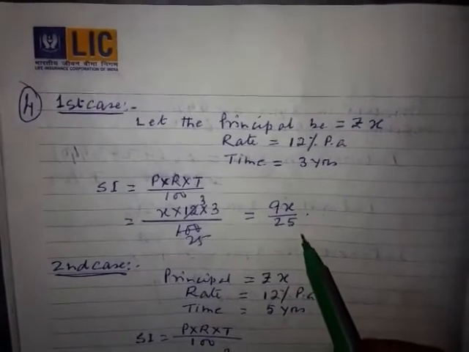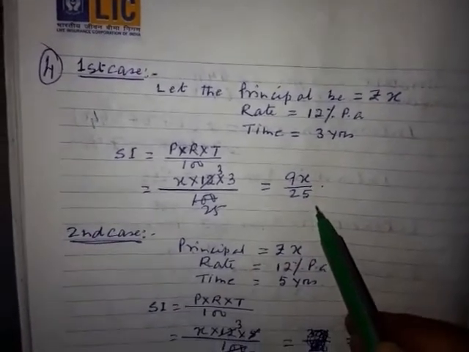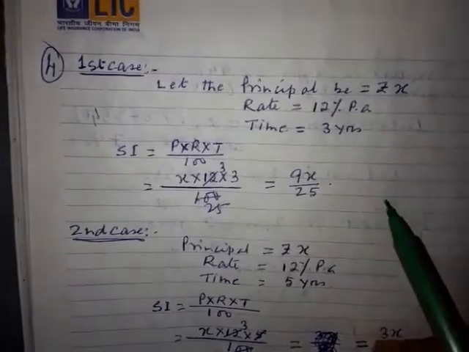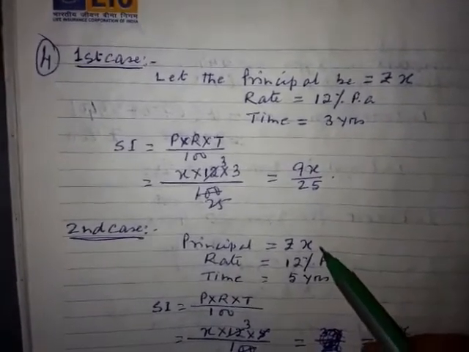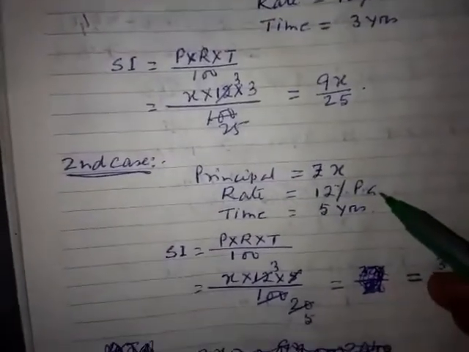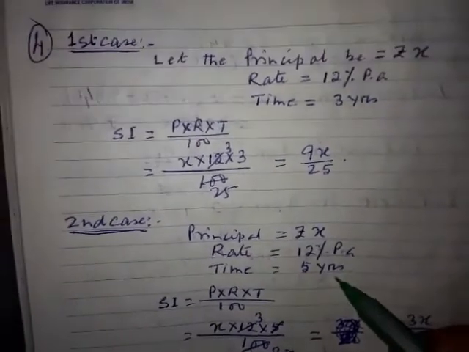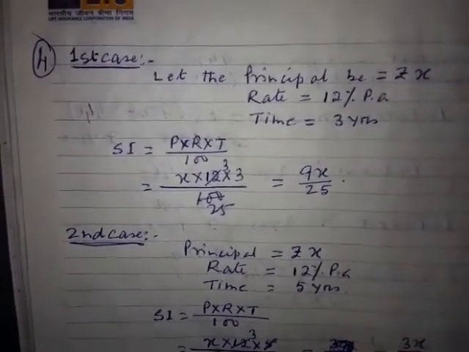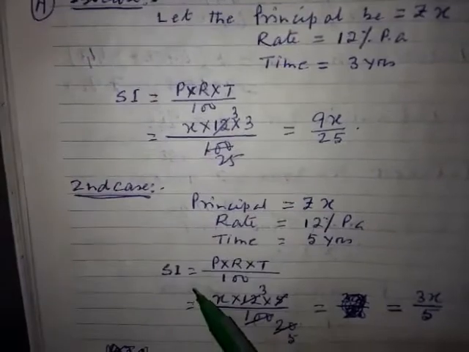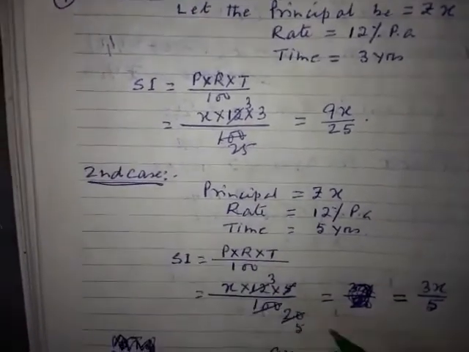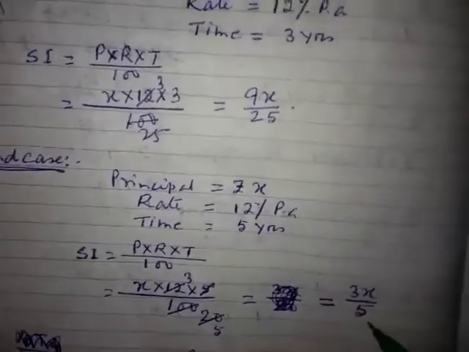Will you be able to find out the interest or not? All of us know how to find it out. Now in the second case, I have taken the principal the same, x. Rate is how much, beta? Same rate. What is the difference? Time, 5 years. So will you be able to find out the interest here also or not? How to find out the interest? Same way, you get the interest 3x by 5.